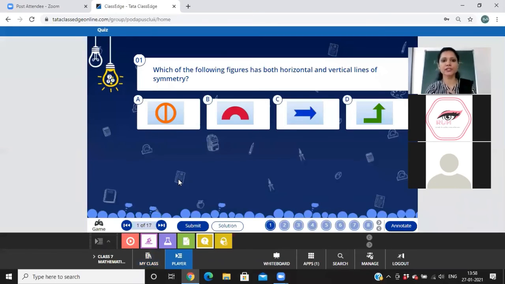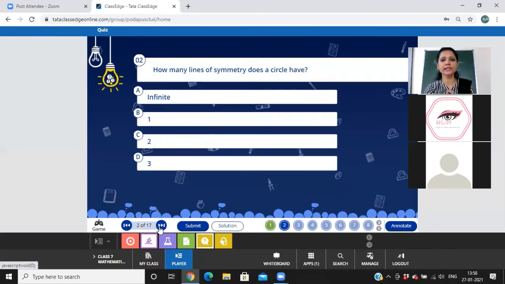So the first question is, which of the following figures has both horizontal and vertical lines of symmetry? A, B, C or D? A, very good, shabash. It is having vertical as well as horizontal lines of symmetry. Next, how many lines of symmetry does a circle have? Infinite. A circle has infinite lines of symmetry. Very good.